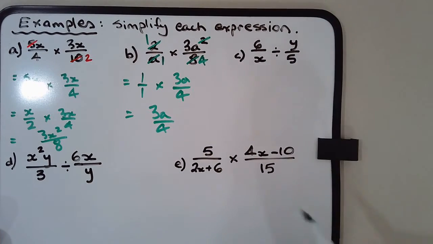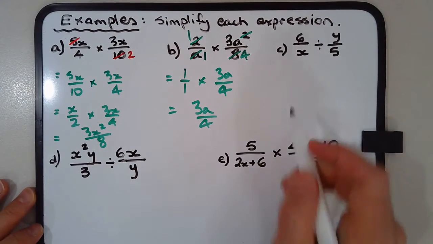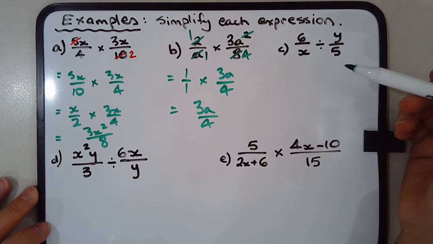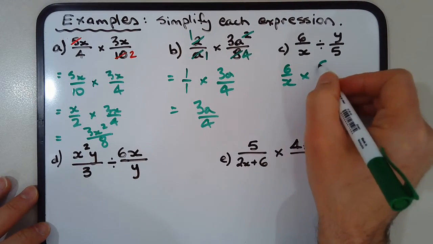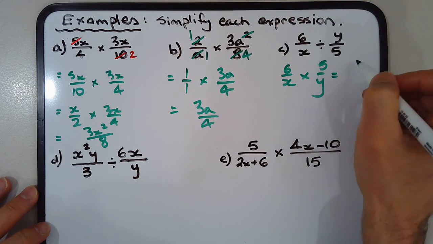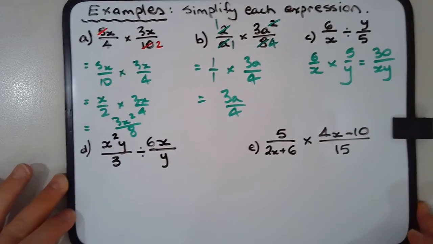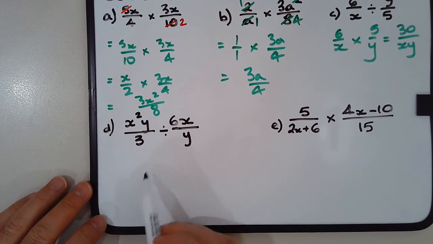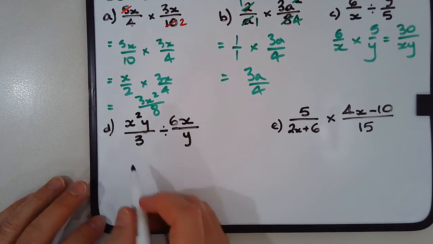All right, part C, this is using the principle that we looked at, where if you have a division, just turn the division into a multiplication and invert the second fraction. So this will be 6 over x multiplied by 5 over y, and there's not much we could really do there, so that's just 30 over xy. Part D, same thing. We can just invert the second fraction, turn the division into a multiplication.